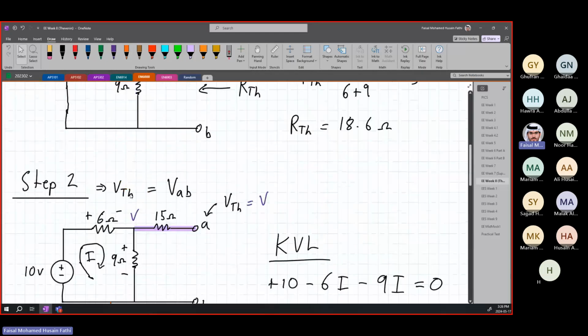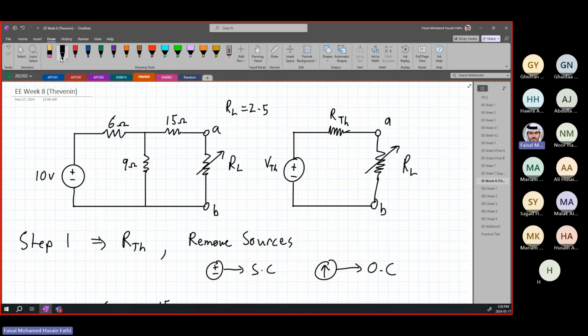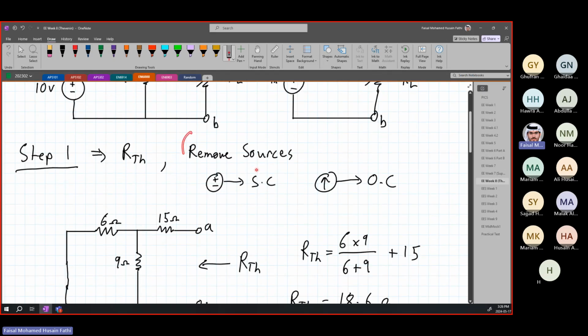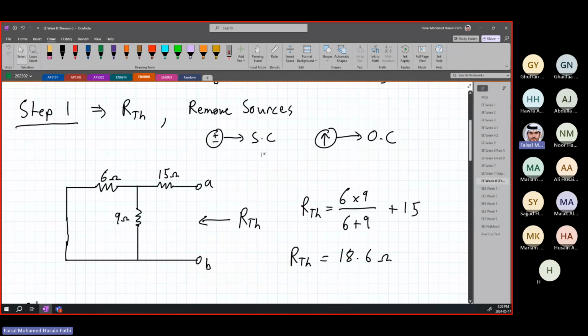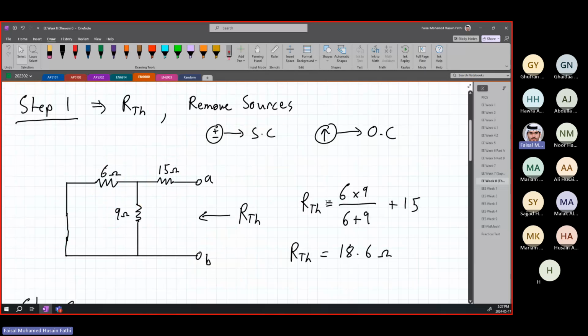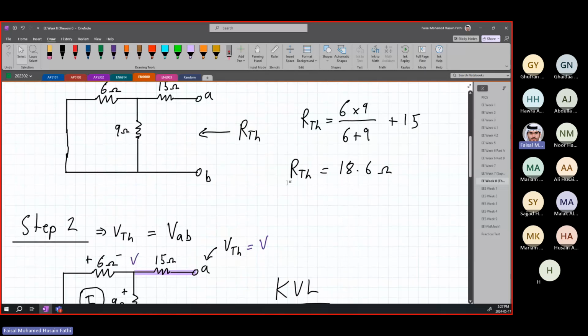A quick recap. Step 1 is finding R Thevenin. How do you find R Thevenin? You have to remove the sources and then look at it from the nodes at which your load is supposed to be, okay? Removing sources: if you have a voltage source, it's a short circuit. If you have a current source, it's an open circuit. In this case, we had a voltage source here that we shortened. These two are in parallel, and they are in series with this. And we found our equivalent resistance, which is our R Thevenin.